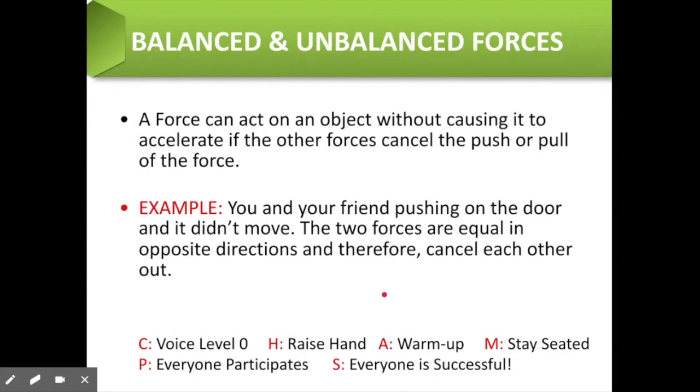Okay, now think about that same example. You're pushing on the door, your friend's pushing on the door, they're pushing in, you're pushing it out to close it. And all of a sudden the door closes. That's because you now have more force than your friend does. So the forces are unbalanced and the door closes because of this change in force. Okay, so now we have unbalanced forces. Okay, so let's look at this next slide.